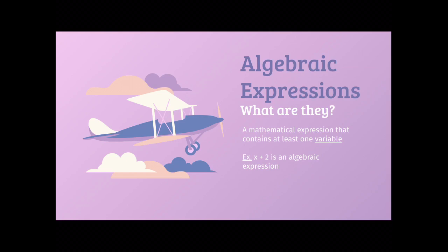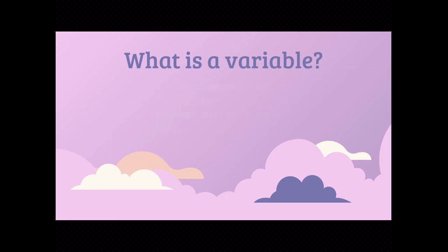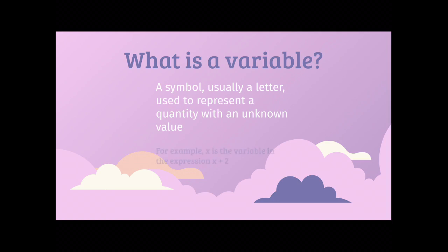And in order to fully understand what this is, we need to know what a variable is. A variable is a symbol, usually a letter, used to represent a quantity with an unknown value. So in the expression x plus 2, x is the variable. All it is is a letter that is representing something that we do not know. So it stands in place of another number.